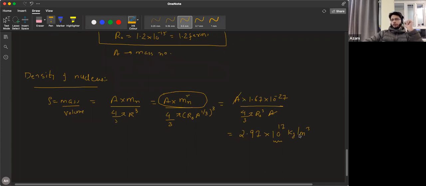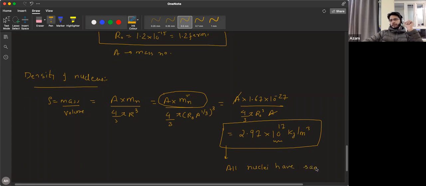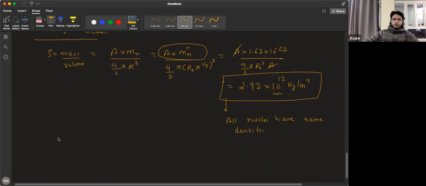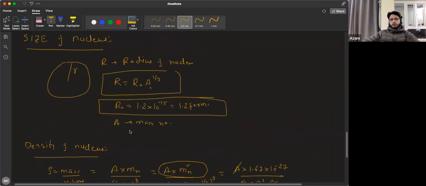This is roughly the density of the nucleus. And this is absolutely independent of mass number and atomic number, which means throughout your periodic table, all nuclei will have the same density. Means it's independent of mass number and atomic number. Okay, just note it down. Then we'll do one question on this concept.